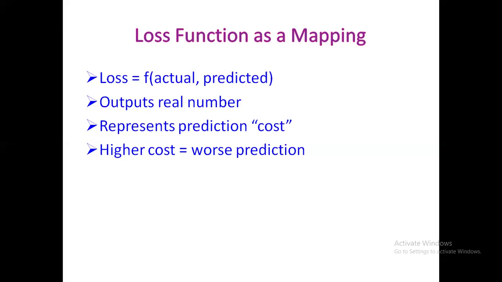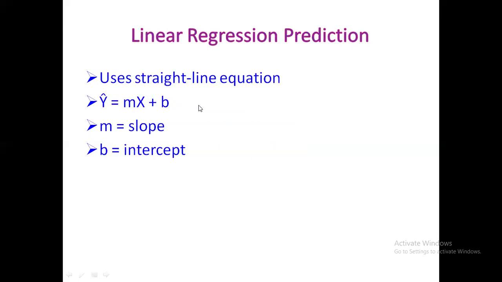The mapping can be written as loss, a function of yi, that means actual, comma yi hat, where yi is the real value and yi hat is the predicted value. A higher cost indicates larger errors and a lower cost means the model is performing better, helping the learning algorithm decide how much to adjust the parameters.